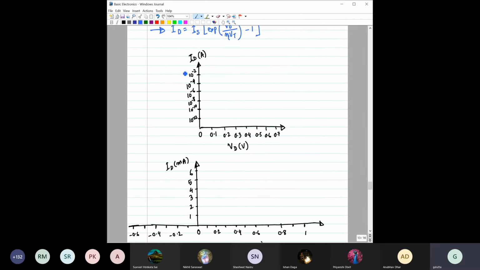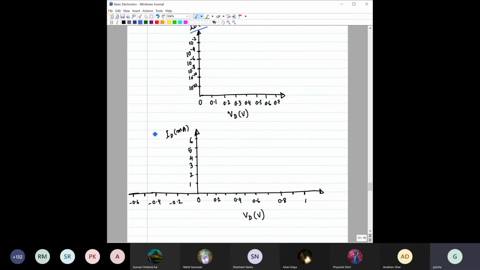In the first case, you can see the y-axis is log. The y-axis represents this current, ID in amps, and it is in log. So you can see 10 to the power minus 12, 10 to the minus 13, minus 8, 10 to the power minus 6. Whereas in the other case, we have plotted it in a linear scale, like you can see 1, 2, up to 6 milliamps. So it is linear, and the other is log.